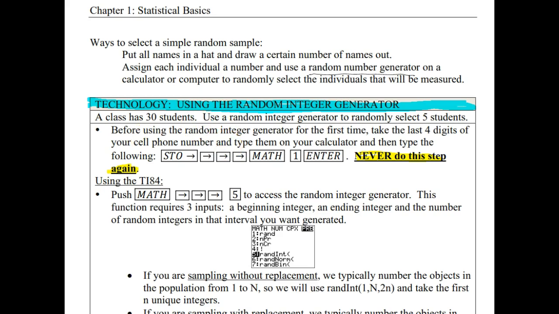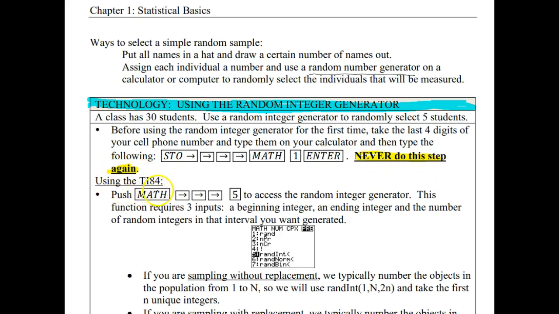But before you use the random integer generator for the first time, you're going to take the last 4 digits of your cell phone number, because that's probably different for all of you. You're going to type them on your calculator, and then type the following sequence of key punches. This just puts a random seed number into each of your calculators so that they're all starting in different places in this big random digit table that's a built-in feature of your calculator. Once you do this once, you never need to do this step again.